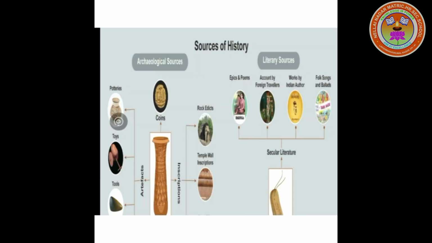Next, I am going to teach you about literary sources. Literary sources refer to all written records of the past. Most of the available literary sources are handwritten documents, that is, manuscripts written on palm leaves. Literary sources are of two types, secular literature and religious literature. Name the two types of literary sources, children. Secular literature and religious literature.